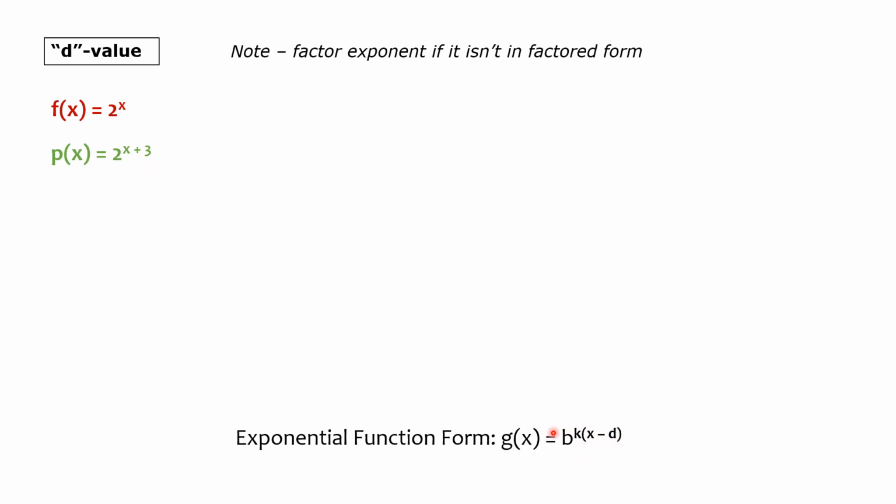So this one here, I didn't include all the parameters. I just had k and d. When we have a k value and a d value, be sure that it looks like this and it's in factored form when you have that.